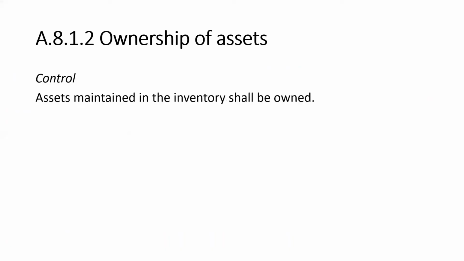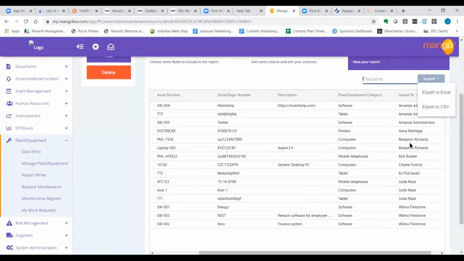Okay, so next up we've got A.8.1.2, which deals with ownership of assets. Assets maintained in the inventory shall be owned. We can see that all of these items have already been assigned an owner, and that was without having to think too hard about it. We just did it naturally as part of the initial setup, so that's working really, really well.